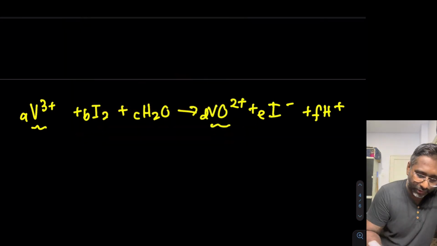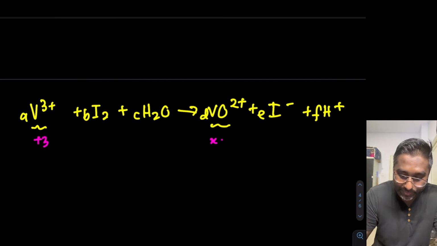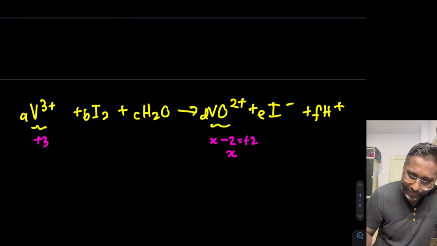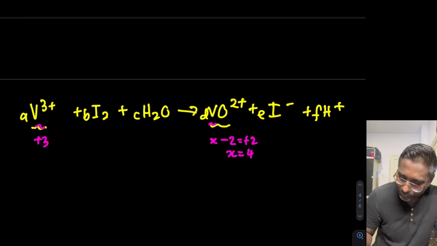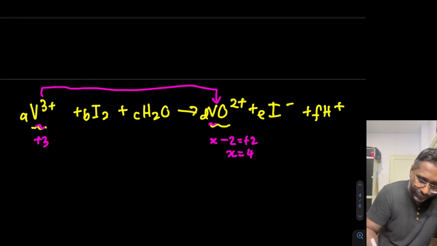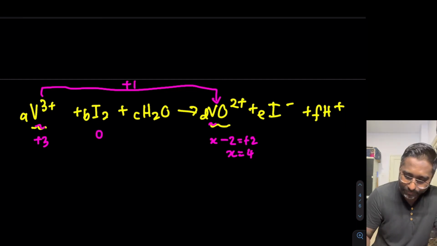Okay, this is going to be V3+, and so on. I'm going to get the oxidation number now. This is +3. The oxidation number is X minus 2 equals +2, and then X equals 4. So the oxidation number is 4, and V is only 1, so there is no issue. I just quickly put +3 to become +4.